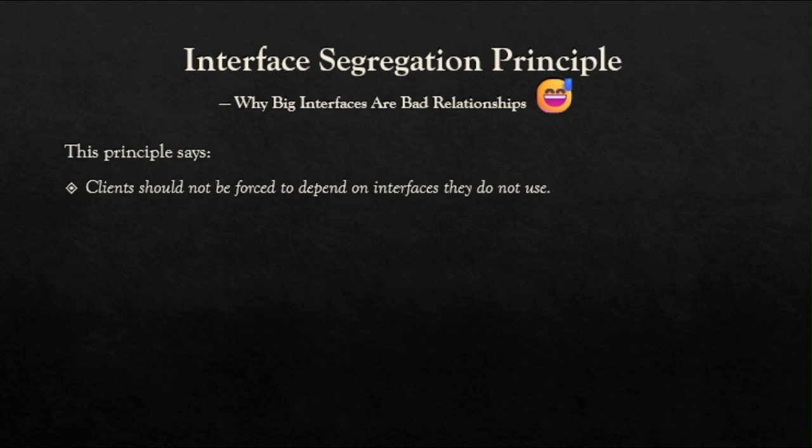In this episode of our SOLID principles series, we are going to explain the Interface Segregation Principle. This principle says clients should not be forced to depend on interfaces they do not use. In simple words, don't make your classes implement methods they don't care about. Let's understand this with a simple analogy.